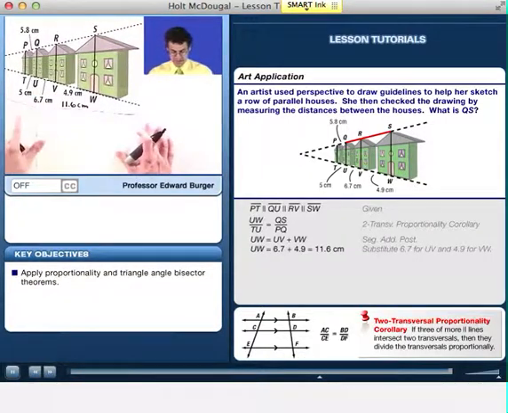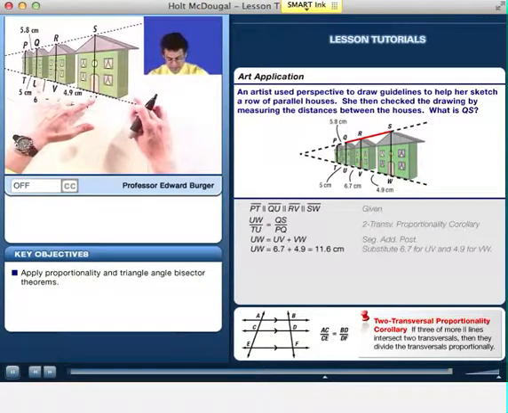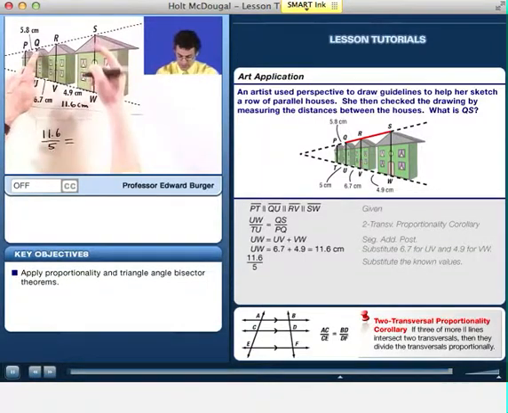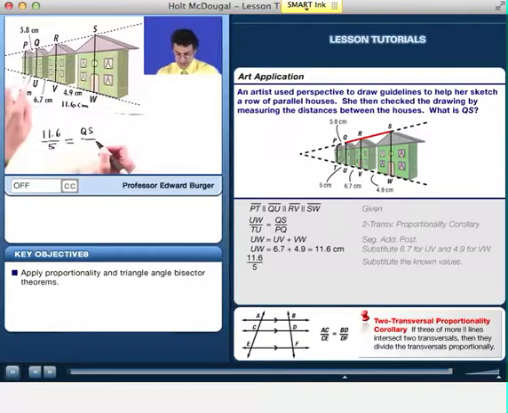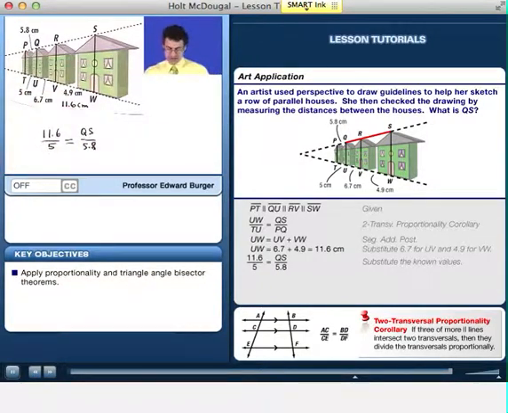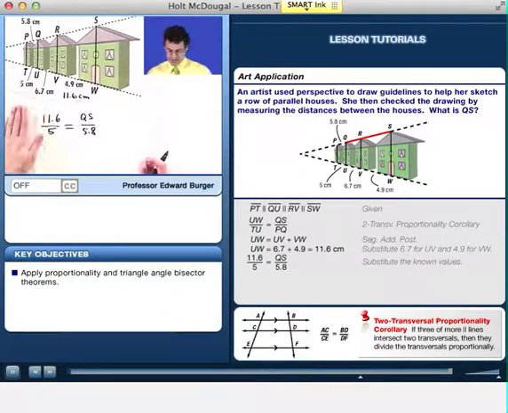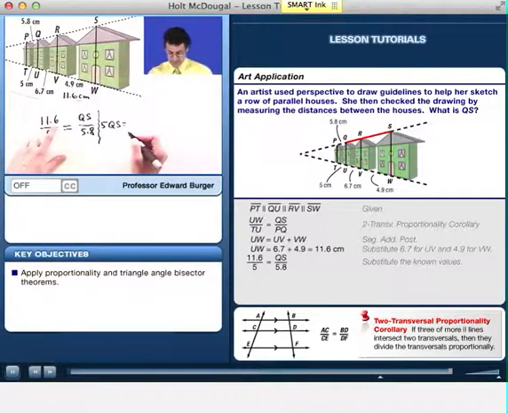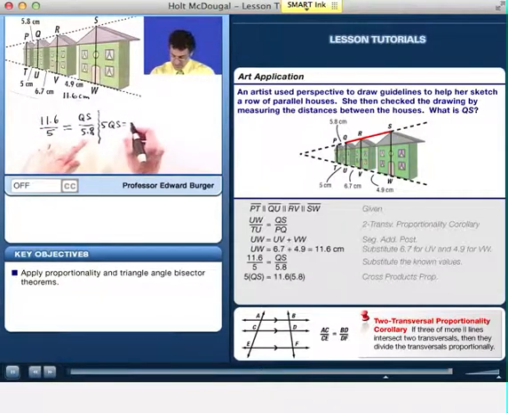Now let's put this information together. I see 11.6 is to 5 as the thing I want, which is QS, is to 5.8. So now I've reduced this intricate drawing down to something that we can actually look at mathematically. Use the cross product, and the cross product tells us that 5QS is equal to 11.6 times 5.8, which is 67.28.